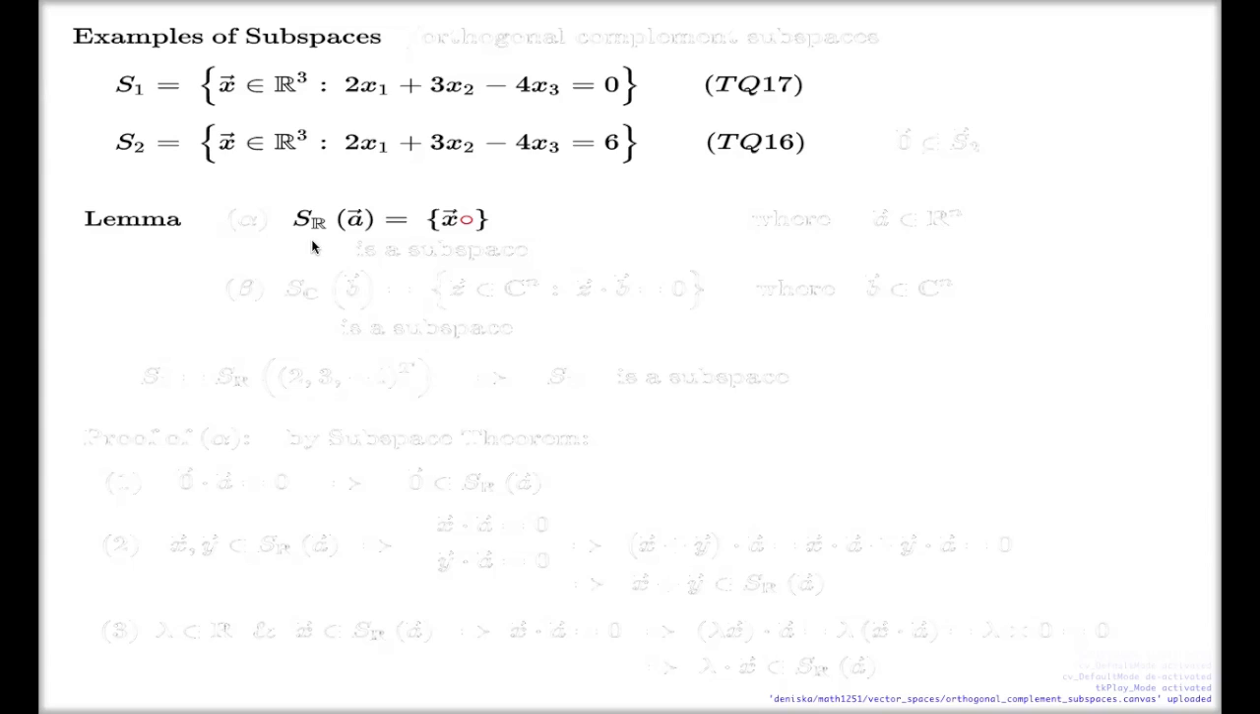S sub R, as for reals, and here in brackets I have some vector A, and the set is defined like this. It's all n-tuples. You see, I'm doing the general case, not specifically the three-dimensional one, but n-dimensional. All n-tuples which are subject to the following condition: x dot product with this fixed vector A is 0. I claim that this will be a subspace.